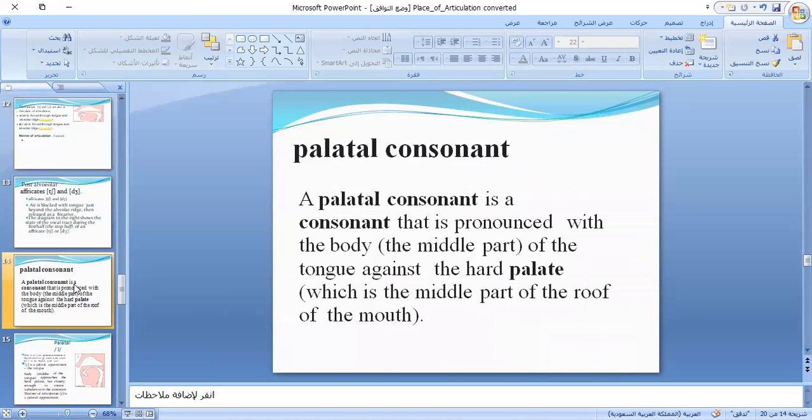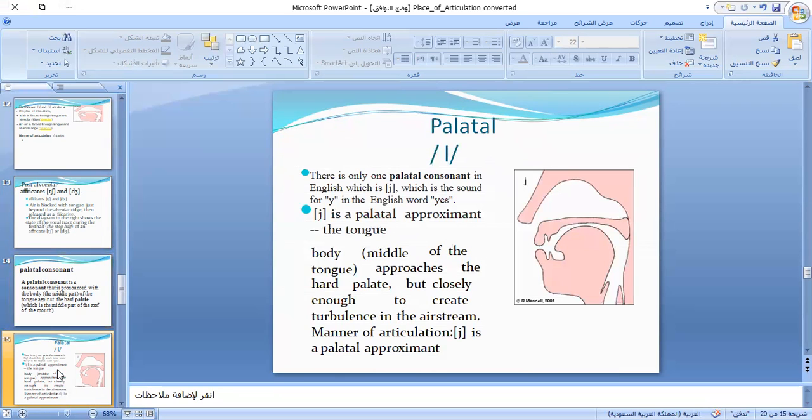Palatal consonant. A palatal consonant is a consonant that is pronounced with the body or the middle part of the tongue against the hard palate, which is the middle part of the roof of the mouth. We want to see what the palatal consonant is here. The only palatal consonant in English is ya.